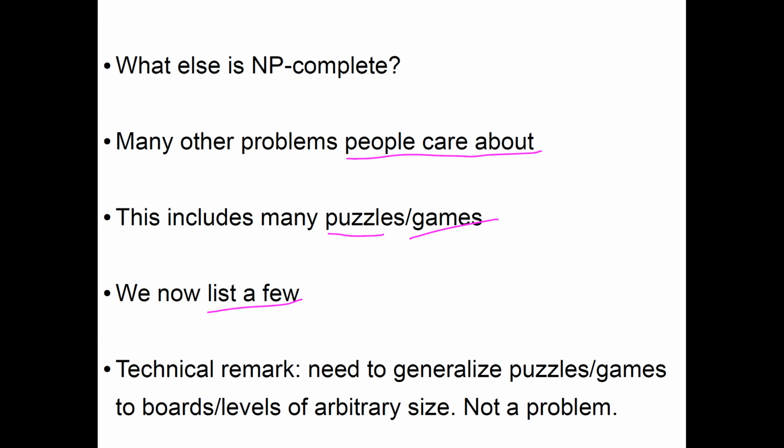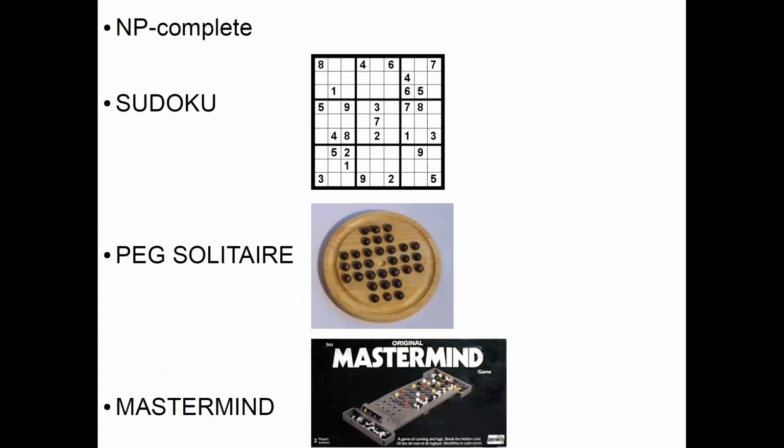And there's a technical remark that all these puzzles and games have to be generalized to boards and levels of arbitrary size. When you play a game like chess, you have a board like 8 by 8. Complexity has to work with arbitrary input sizes, so you have to think of generalized chess in which you play on larger and larger boards. And this is generally not a problem. Most or all of these games and puzzles very naturally lend themselves to generalization to larger and larger levels and puzzles.